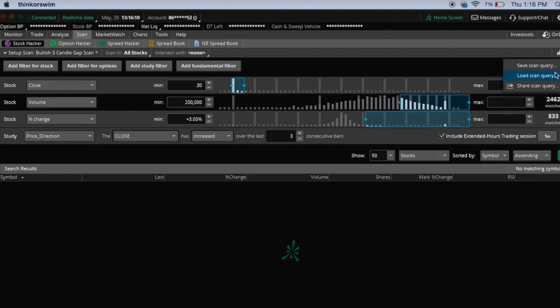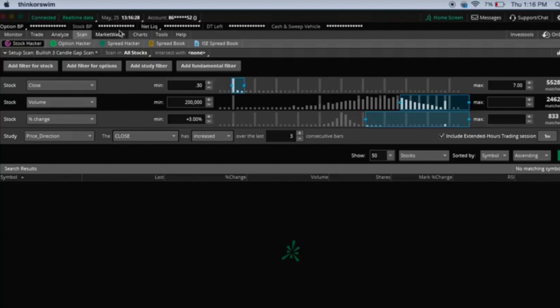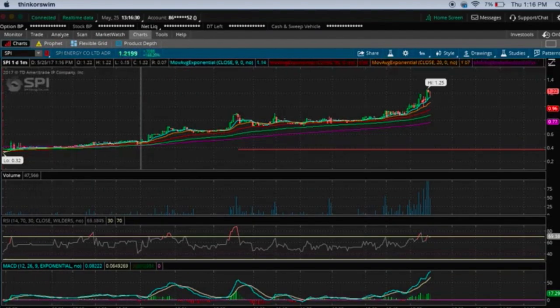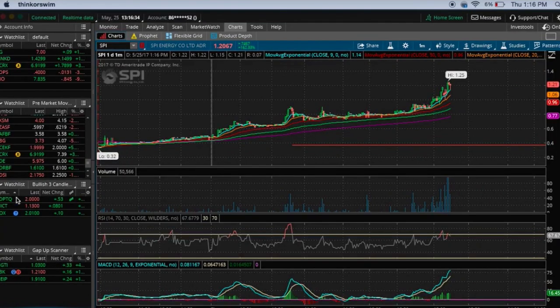You go up here, then you would hit Save Scan Query. And then you would name it whatever you'd like, and mine's called the Bullish 3-Candle Gap Scan. And I was just notified of a stock that's gapping up by 3 positive candles. So let's see if that's anything good. Probably not. I've already looked at that stock plenty of times a day, and it's bad. But sure, let's see.